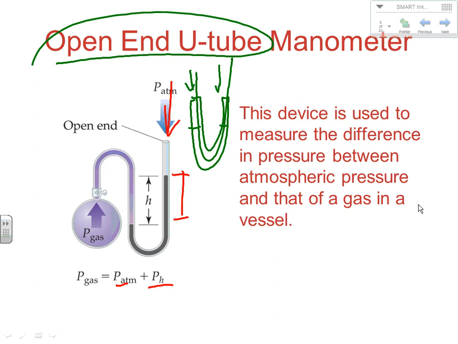So in this particular case, the gas is pushing up a column of mercury, and that takes pressure to do that. And it's also fighting against atmospheric pressure because it's an open-ended manometer. So the pressure of the gas inside here would be the pressure of the atmosphere in millimeters of mercury plus the pressure related to the height of the mercury in millimeters of mercury. So this is one way of measuring the pressure of a gas, using an open-ended manometer.